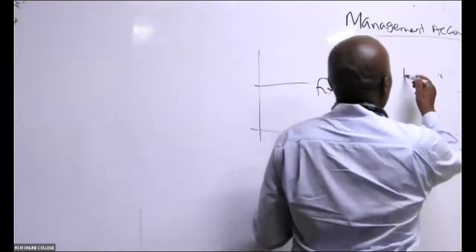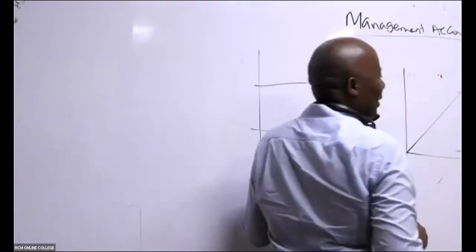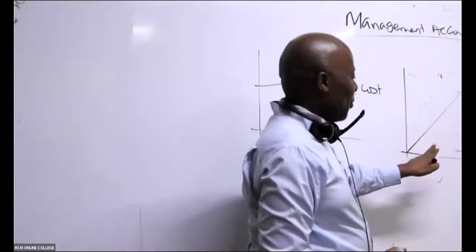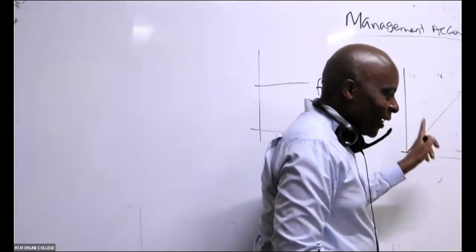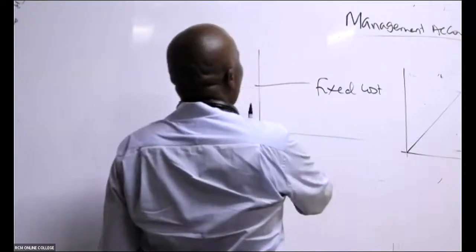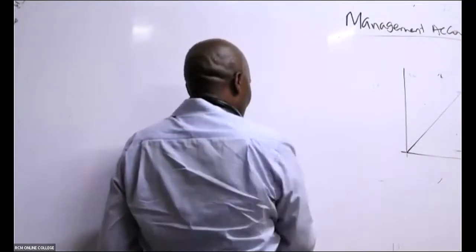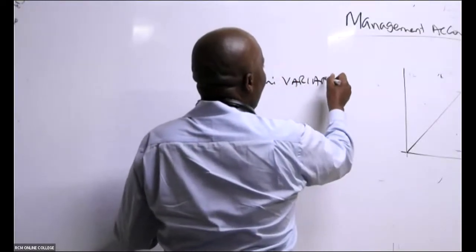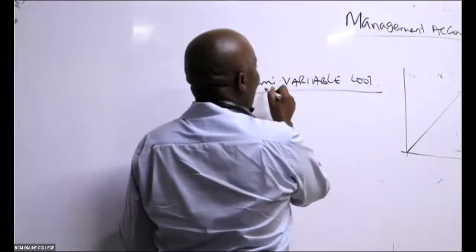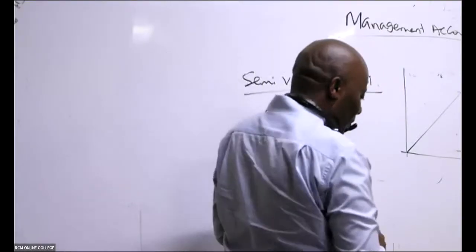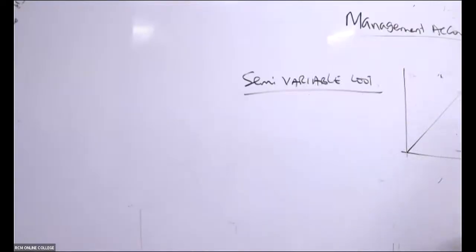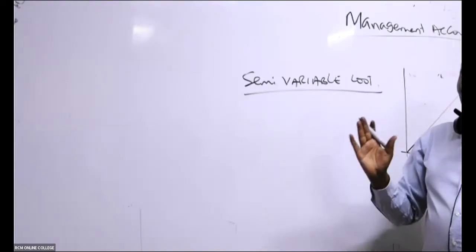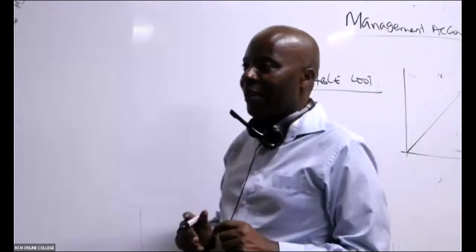Then we have in this particular case, ladies and gentlemen, variable costs which behave like this. As output is increasing, the cost is increasing. If we produce 0, variable cost will be 0. Then we have another behavioral classification, semi-variable cost. Semi is from the word semi. For those of you who play football, semi is like half time, partly. So semi-variable costs are those costs which are partly variable and partly fixed.